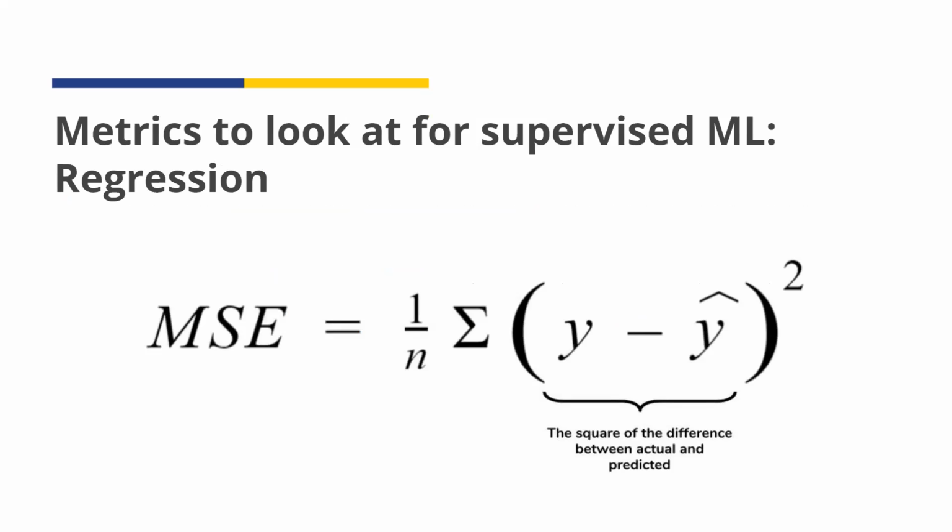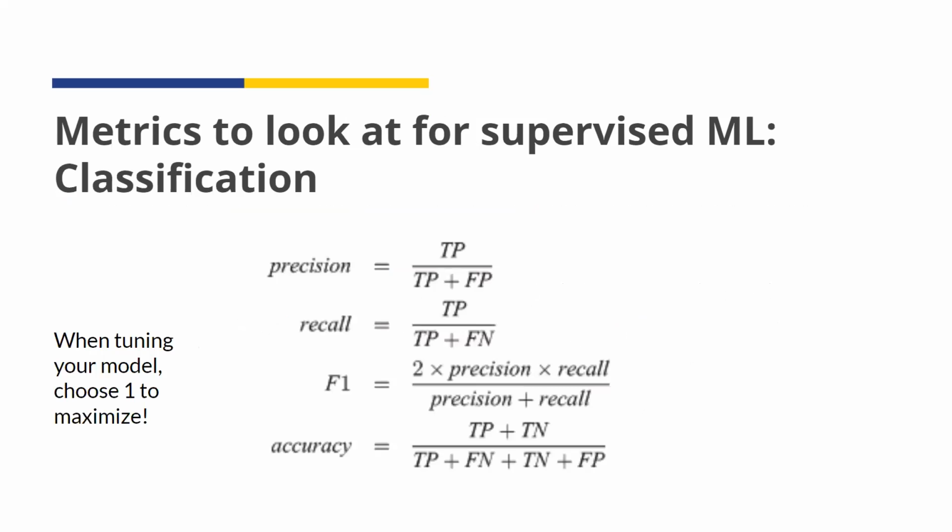So, different metrics. For regression, we talked about mean squared error, which is essentially evaluating how much difference there is between what we predict and our actual values. It's a little different for classification. In this case, we have a few different metrics that each measure a different aspect of whether or not we've classified something correctly.